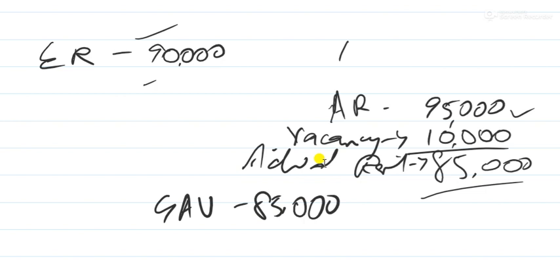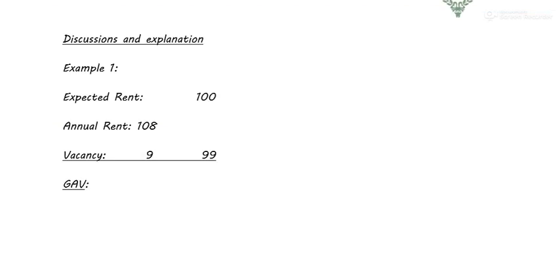Let's solve some examples so that you don't have any confusion in this. In the first example, my expected rent is 100, annual rent is 108. So tell me, is he an honest assessee or a dishonest assessee?